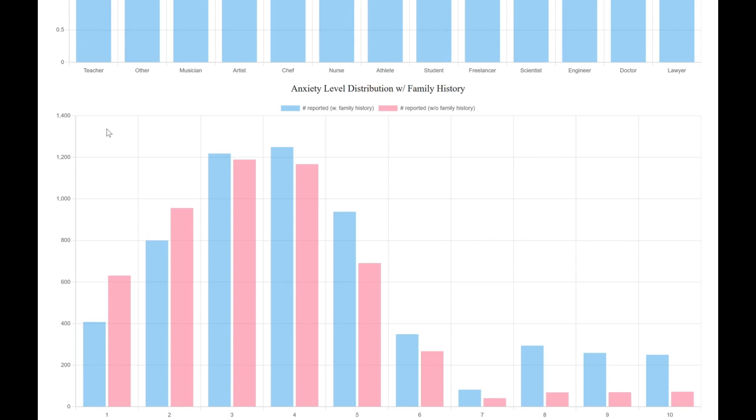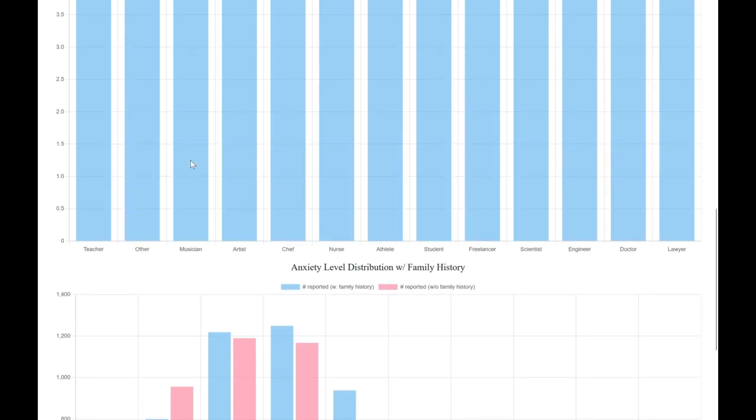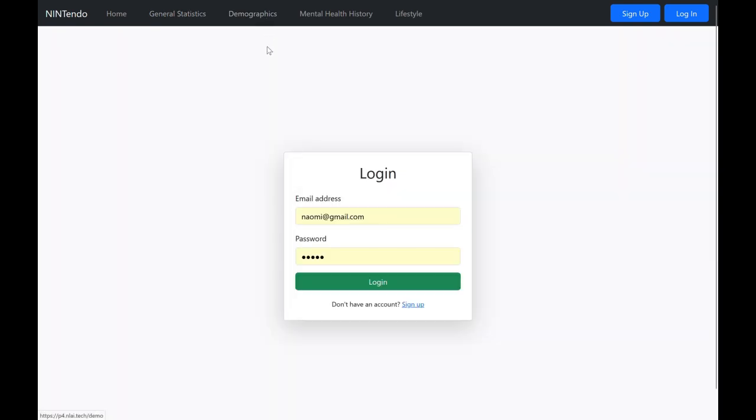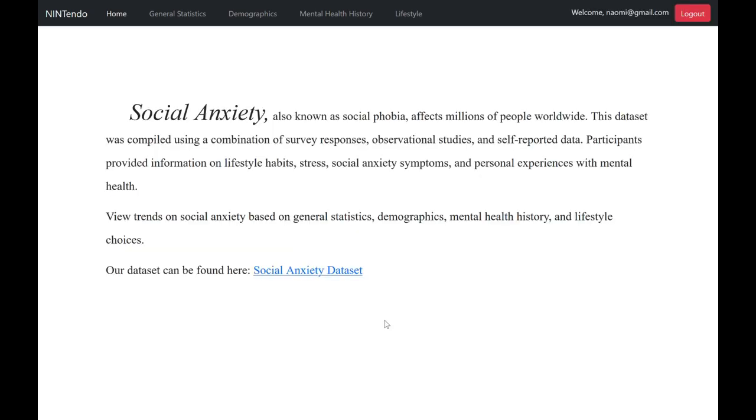The blue bars represent the participants who reported they had a family history of anxiety, while the pink bars represent participants who reported that they did not have a family history of anxiety. This can be seen in the legend at the top. Some of our pages are accessible for logged-in users only. For example, if we try to access the demographics page, the user will be prompted to log in. After logging in, we are now able to view all pages.